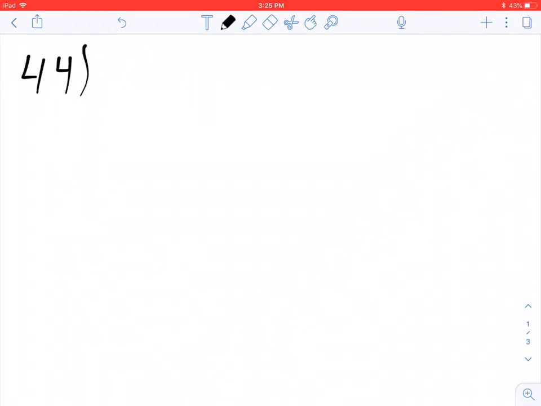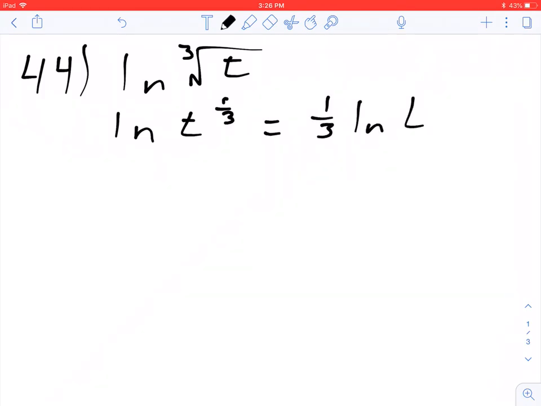Number 44 is natural log of the cube root of t. A helpful hint that I stated in one of the older lectures a couple days ago is that anytime you have a square root, cube root, or a fourth root, it needs to be rewritten as a power. So that's the first thing we're going to do. We're going to rewrite this as natural log of t to the 1/3 power. Now, seeing the 1/3 power, we can utilize the power property and write it as 1/3 natural log of t. And that's the final answer for 44.